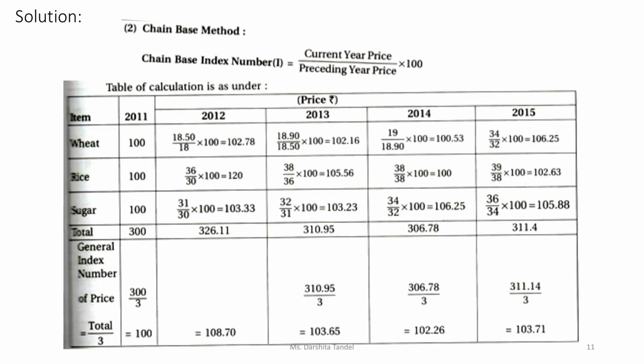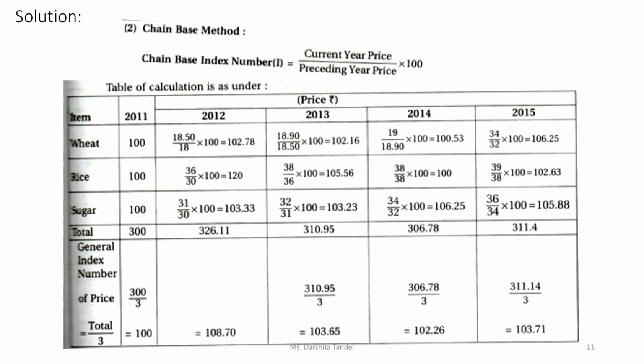Second method, chain base method. The formula is current year price divided by preceding year price into 100. Here item wheat, year 2011, base year, so its index number is 100. Year 2012, current year price is 18.50 divided by preceding year price, means year 2011 price, is 18 into 100 is equal to 102.78. In year 2013, current year price is 18.90 divided by preceding year price, means 18.50, into 100 is equal to 102.16.